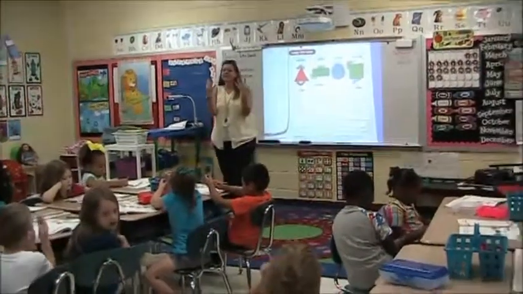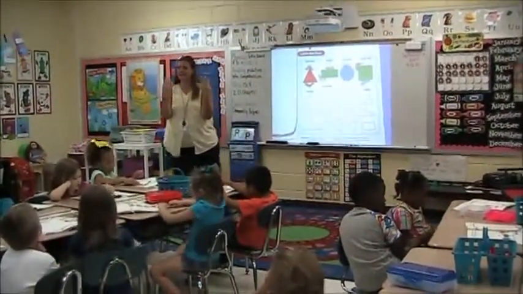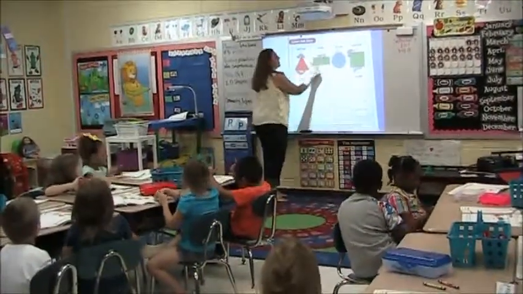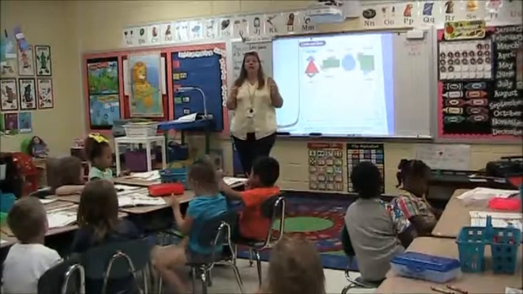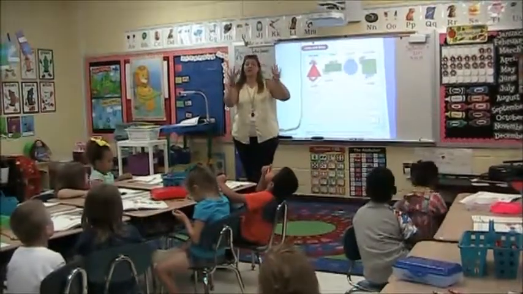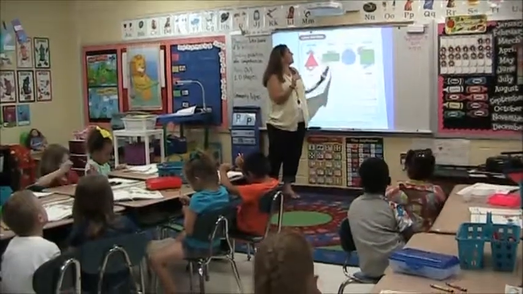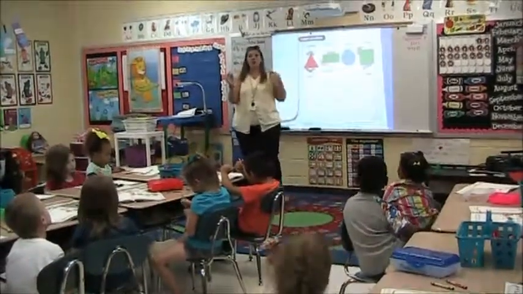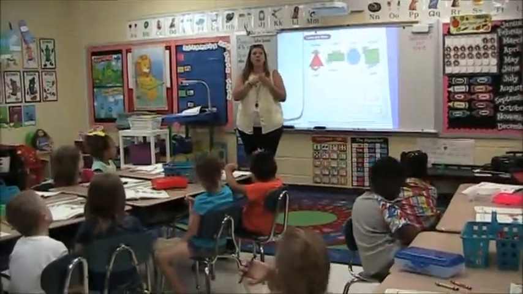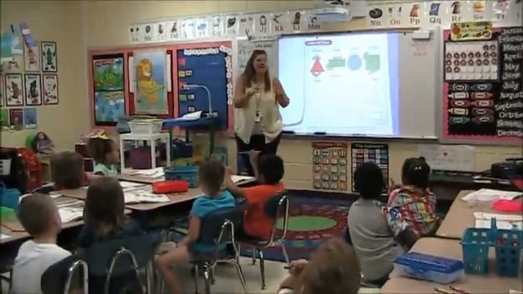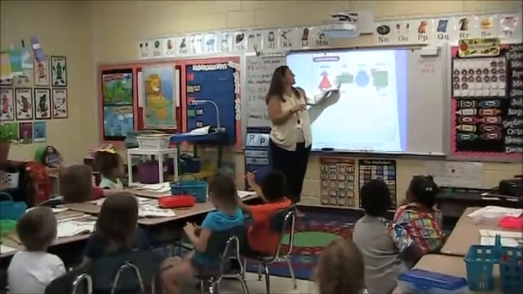But I'm noticing something about those sides. Are they all the same? No. Well, the shape that has 4 sides and 4 vertices, but 2 of the lines are different and 2 of them are smaller. 2 are long and 2 are small. What's that called? A rectangle. What's this shape? Rectangle.